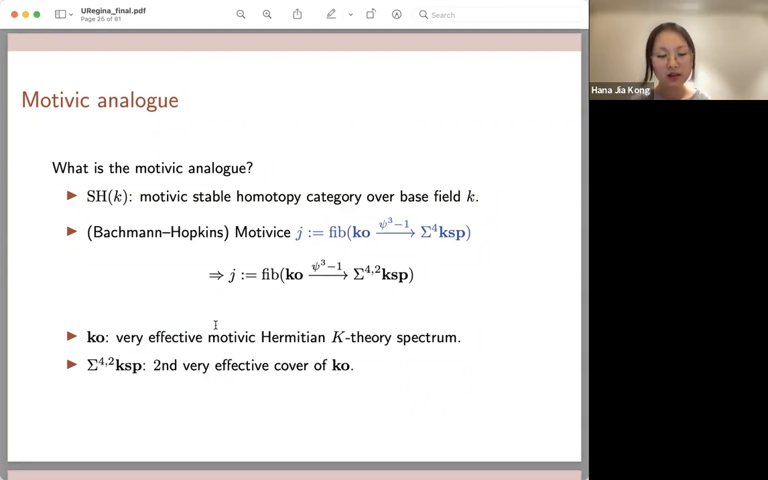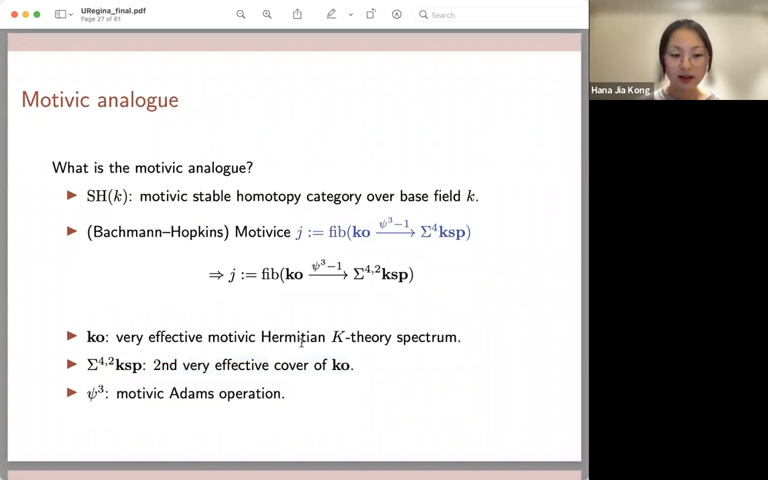And the motivic suspension 4-2 KSP, this is the second very effective cover of the motivic KO. And this definition is analogous to the classical case, where suspension 4 KSP is the fourth connective cover of KO.